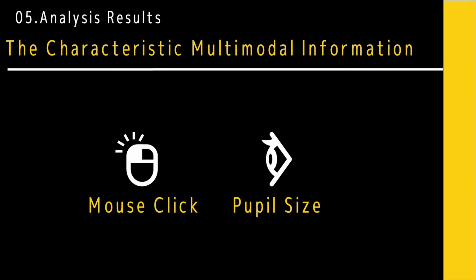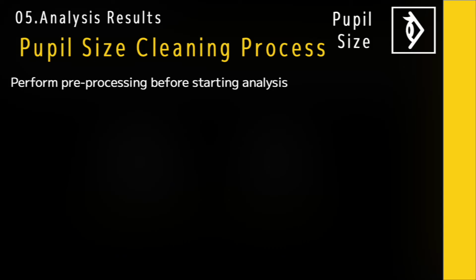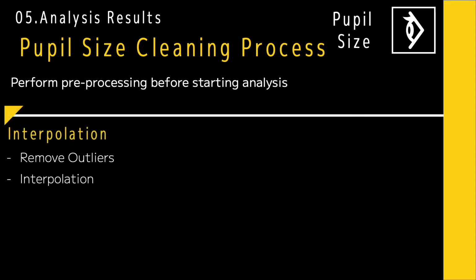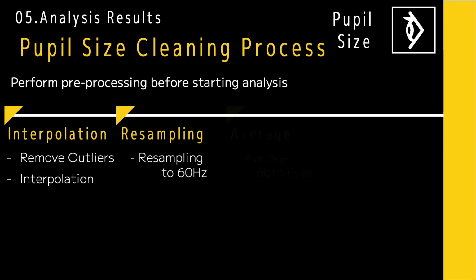I will now describe an analysis that focuses on pupil size and mouse clicks. First, we found blink and momentary measurement errors in our analysis of pupil size. Therefore, we pre-processed the pupil size data. First, we excluded outliers. Then, we did the interpolation process. Next, we resampled to 60 Hz.